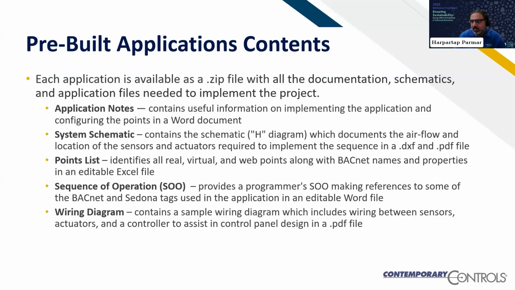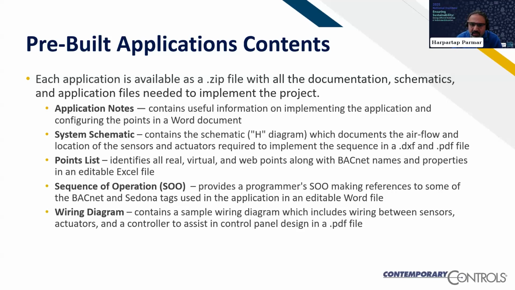And what do you get as part of these pre-built applications? Each application for a specific need is available as a zip file. That zip file gives you all the documentation, the schematics, and all the application files needed to implement that specific project. The application notes contain a Word document. It has a little detail about the application and notes on configuring the points. As a system schematic, you also get a diagram. It documents the airflow and the location of the sensors, and if you have any actuators, all that is provided to you. It also gives you a point list that is used in that application.